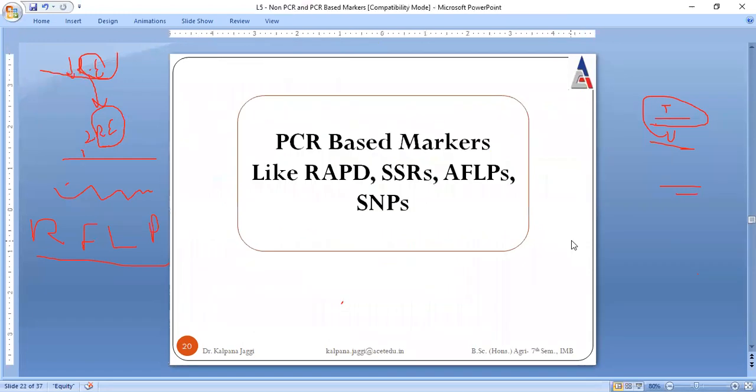With this, I come to the completion of non-PCR based markers, under which we discussed only one molecular marker, that is called restriction fragment length polymorphism, right? Now we are to discuss the PCR based markers.